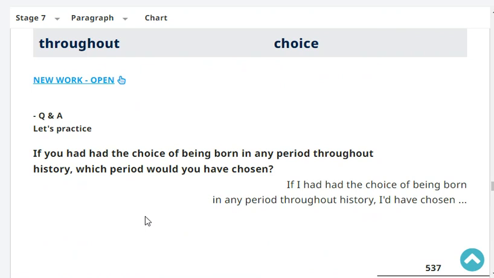If you had a choice of being born in any period throughout history, which period would you have chosen? I'd have chosen the modern period, like playing the guitar, swimming, and learning English when I was a child.